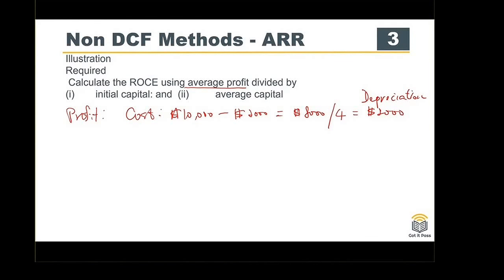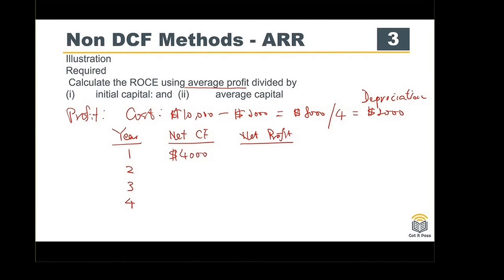And we can draw the table showing the profit for each year, the net cash flow and net profit. First year we have 4,000 net cash flow. Second year we have 6,000 net cash flow. And third year is 3,500. Fourth year is 1,500.